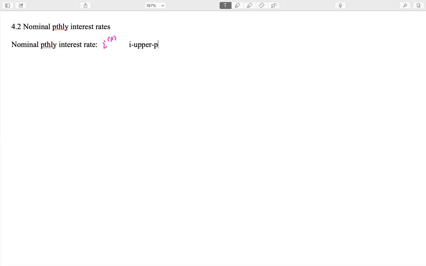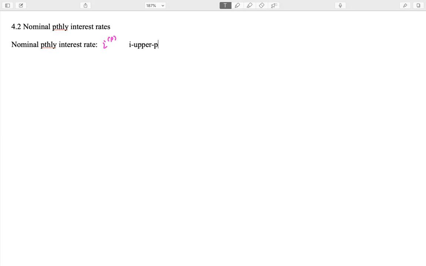This P is usually an integer number. It tells us how many times the compounding is done in a year. So if P is 12, then you compound 12 times a year. So eventually we want to get effective monthly interest rate. So this I upper P is pretty much only for quotation purposes.